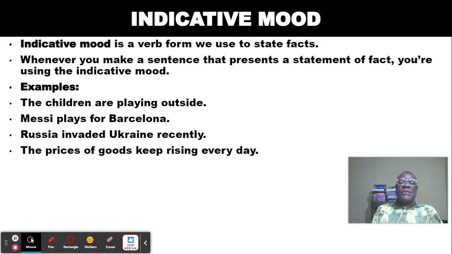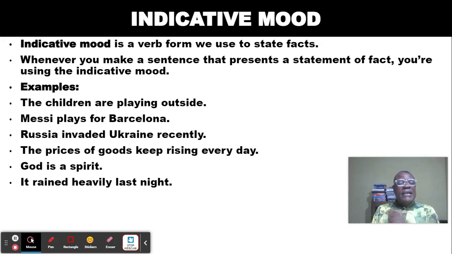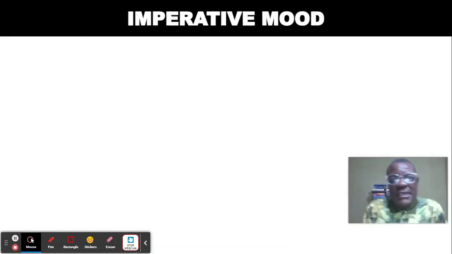The prices of goods keep rising every day. When we talk economics, when we talk sports, when we talk news, when we talk computer, and so on and so forth, most of the time we are using the indicative mood. God is a spirit, indicative mood. It rained heavily last night. Okay, so those are examples of the indicative mood.